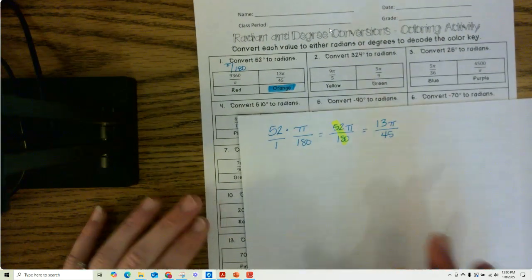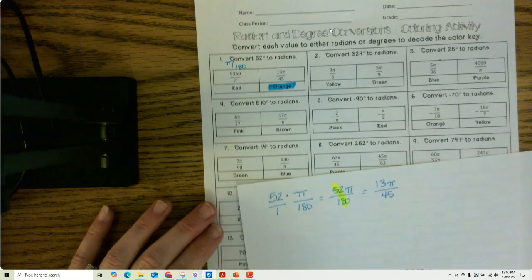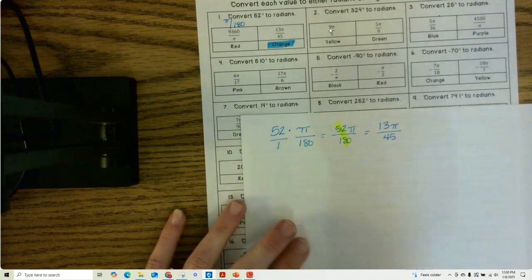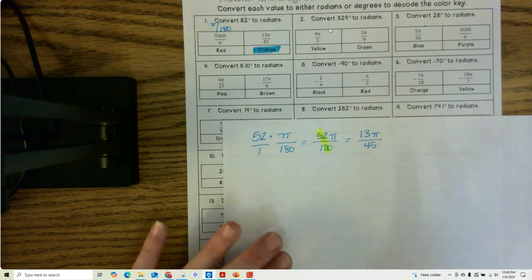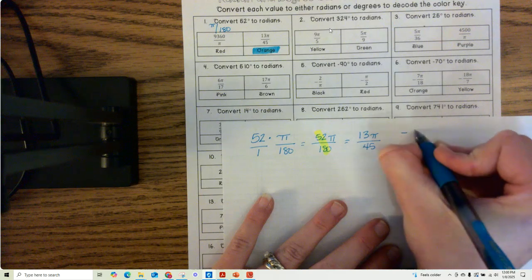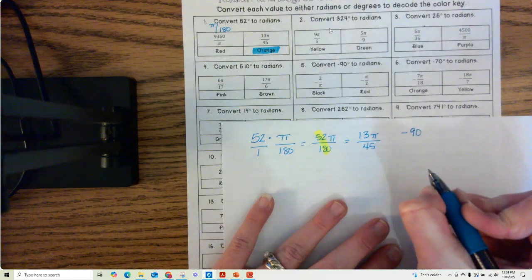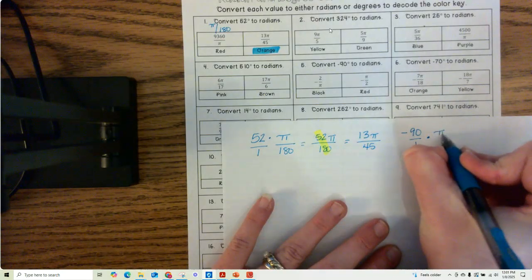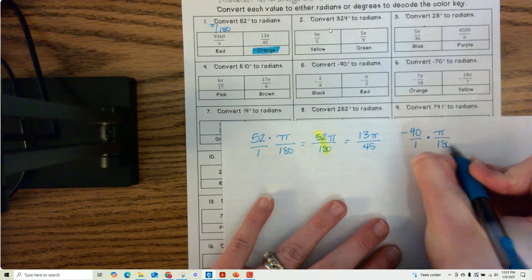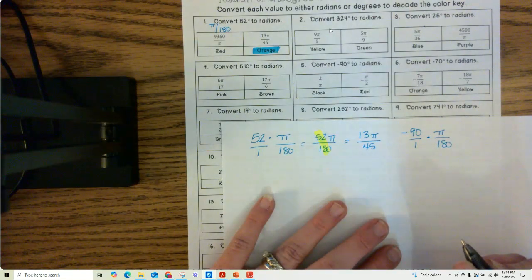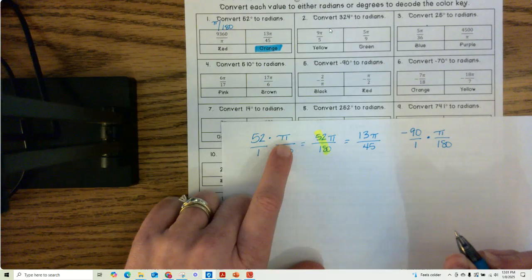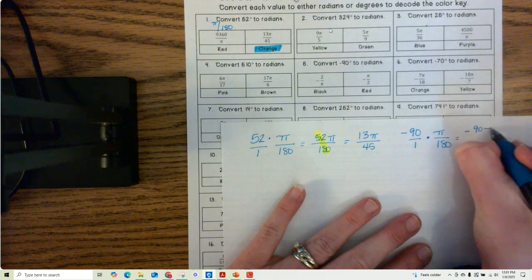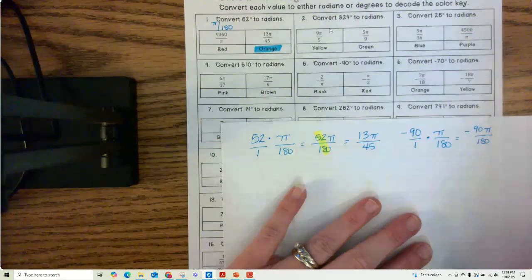So number 2, convert 324 degrees. Actually, let's do one of these negatives. Let's see what happens when we throw a negative in there. So convert negative 90 degrees to radians. So negative 90 over 1 times pi over 180. Okay? We're going to multiply. The top 9, we're going to multiply by pi over 180 every time. So we would get negative 90 pi on top and 180 on bottom.